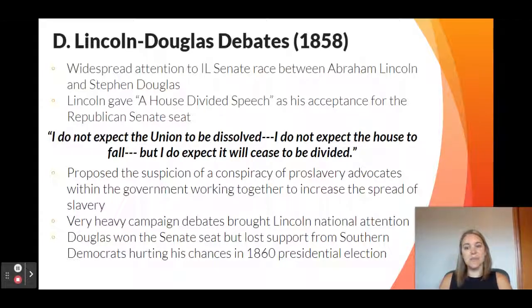I do not expect the Union to be dissolved. I do not expect the house to fall, but I do expect that it will cease to be divided.